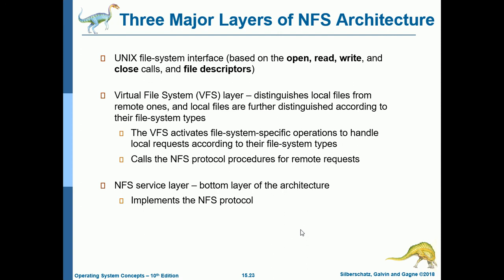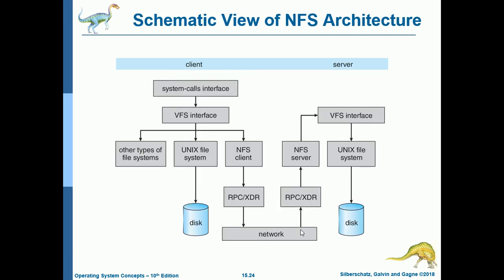For the NFS service layer, this is the bottom layer of the architecture, and this also implements the NFS protocol. So this is the schematic view of the NFS architecture. For example, the client wants to access a file from the server, so we have the system calls interface and then the VFS interface, and this VFS interface is connected to other types of file system, the Unix file system and the NFS client.